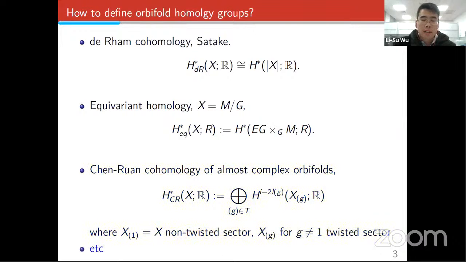Moreover, there are some other cohomology theories of orbifolds, for example, the loop homology, the singular homology, the intersection homology and so on.